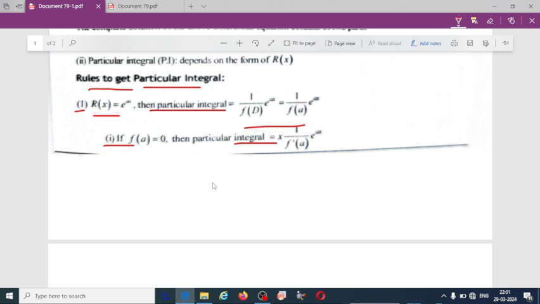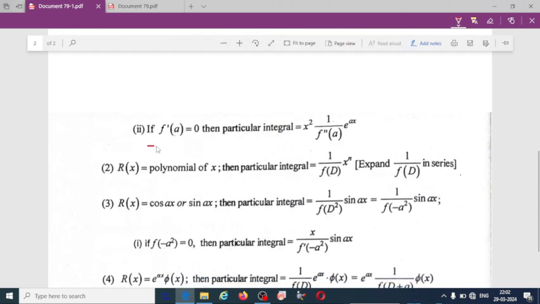Many students may face difficulty solving non-homogeneous differential equations because they consist of two parts: the particular integral along with the complementary function. So to solve the particular integral, you must know these formulas. The second rule is, if f prime of a is equal to 0, then the particular integral is equal to x square times 1 divided by f double prime of a, e to the power ax.